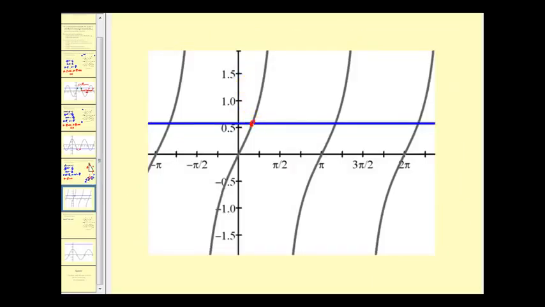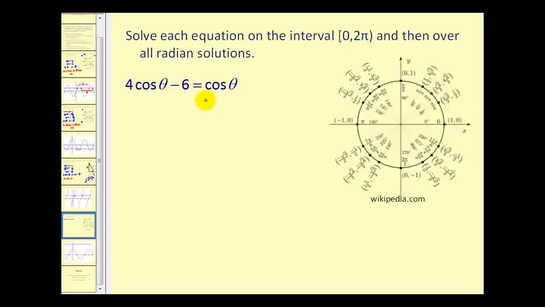Here are the two solutions we listed from 0 to 2 pi, but you can see all our solutions will be multiples of pi from either of these. We chose pi over 6 for our equation. Let's take a look at another equation. 4 cosine theta minus 6 equals cosine theta.